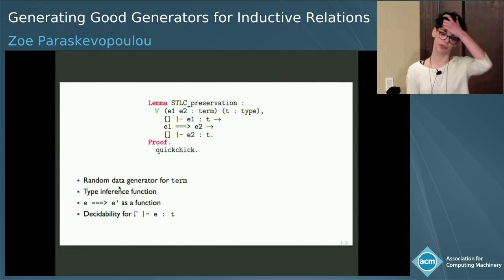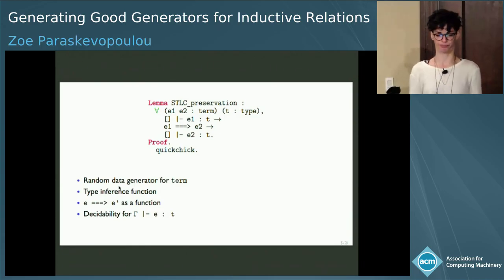The naive approach would be to write some random data generators for terms, and then have a type inference function to infer their type, write the step relation as a function to see what is the result of evaluating this term, and then check if the resulting term has the same type.